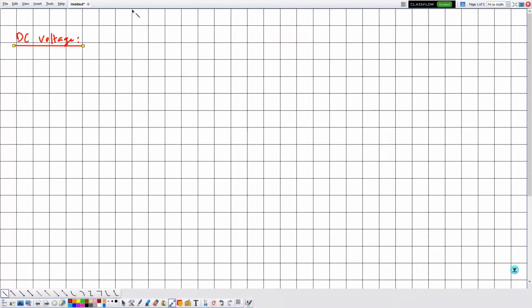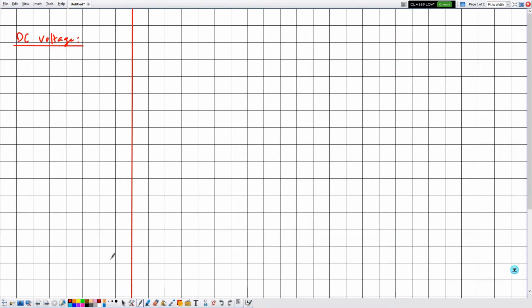Let me split the board as the following. Okay, so remember that this is the symbol of the DC voltage source. This is the positive pole and this is the negative pole. Then U_PN is gonna be positive and U_NP is gonna be negative. Some examples of a DC voltage source are the battery or the dry cell.